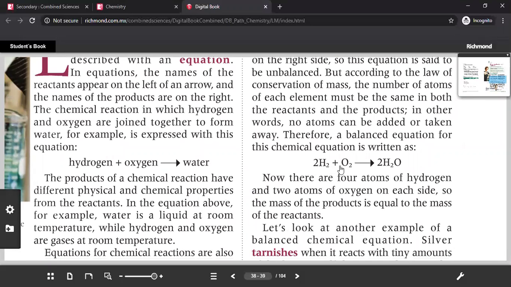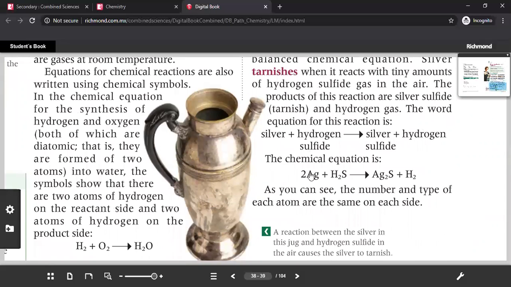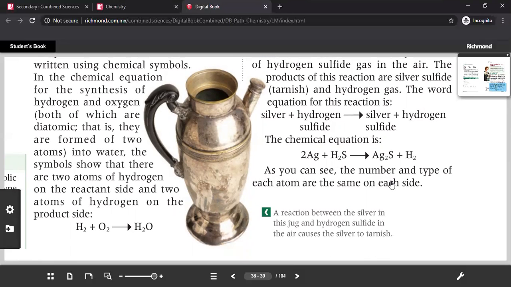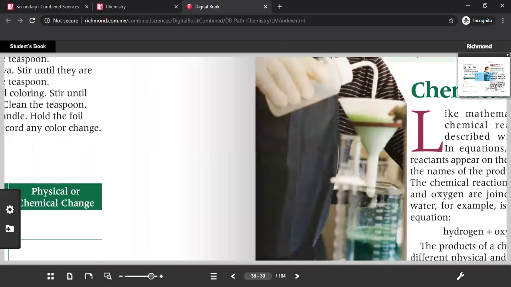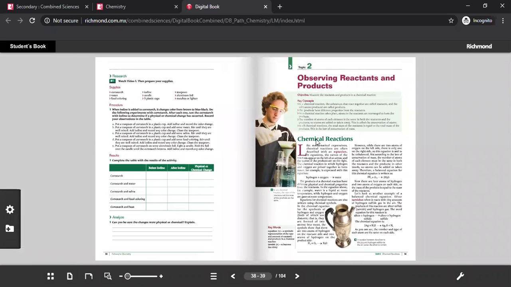And also what we were saying about silver plus hydrogen sulfide. What do you obtain? Silver sulfide plus hydrogen, and in other words, tarnished silver. So I'm gonna zoom out, and that's the video that we watched last.